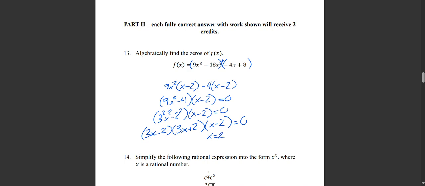This one, I could solve it out. 3x plus 2 equals 0. 3x equals negative 2. X equals negative 2/3. And then this one's going to be x equals positive 2/3. And, of course, I can check on a graph to make sure that those zeros actually line up on the graph.